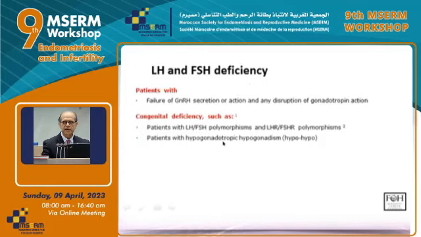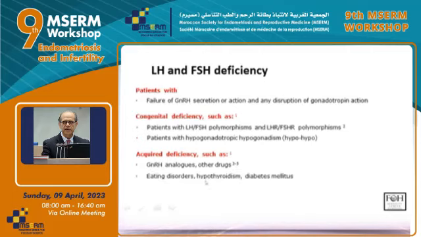the congenital possibilities are either the hypogonadotropic hypogonadism, the hypo-hypo situation, or we can have polymorphism of the LH or the FSH molecule or the receptors, the LHCG receptor or FSH receptor. Acquired situation for deficiency can be GnRH analogs used during stimulation for ART, but also eating disorders, hypothyroidism, diabetes mellitus, and also functional hypothalamic amenorrhea, like a situation of over-exercise, can cause a deficiency in LH and FSH secretion.